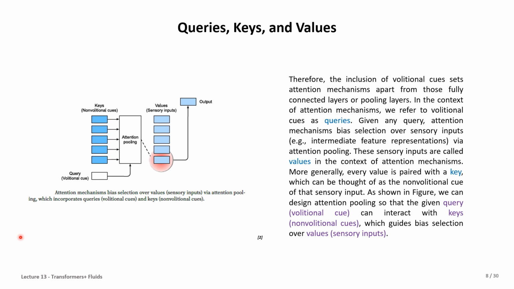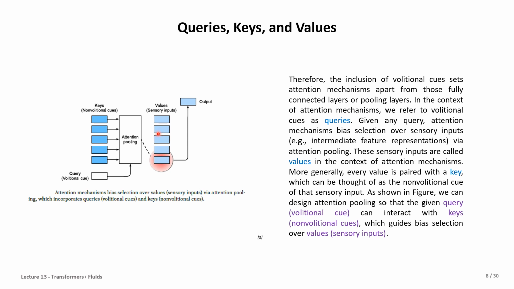The inclusion of the volitional cue sets the attention mechanism apart from fully connected layers or pooling layers. In the context of the attention mechanism, we refer to the volitional cue as queries. Given any queries, the attention mechanism biases selection over sensory input, which are here. These sensory inputs are called values in the context of the attention mechanism.